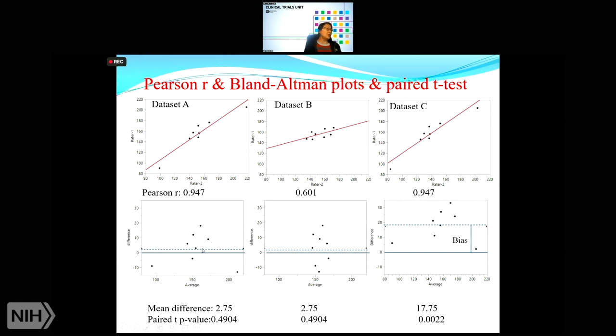Here are three scatter plots for Bland-Altman plots. The y-axis is for the difference between the two readers, and the x-axis for the average of the two readers. Data sets A and B show the same agreement and no bias because the dots are distributed around the zero line. And for data set C, the plot shows a clear bias.